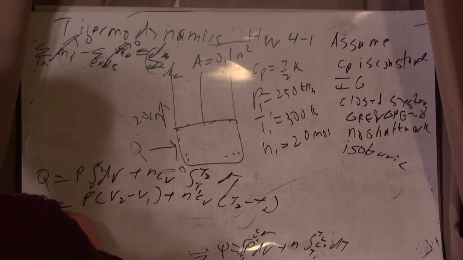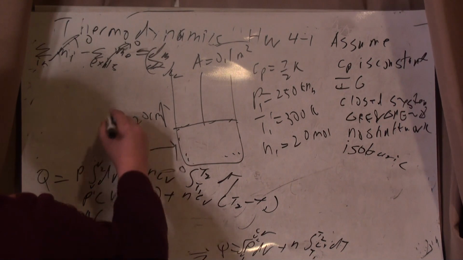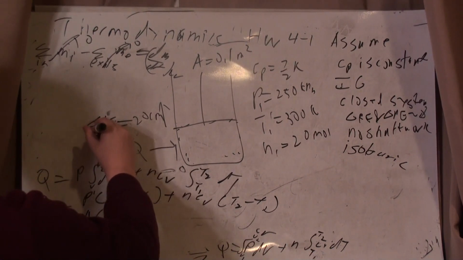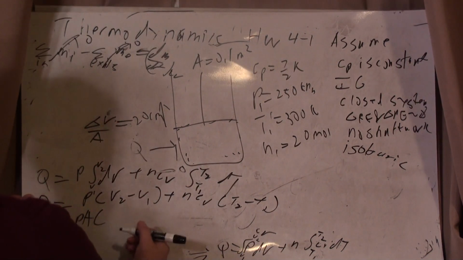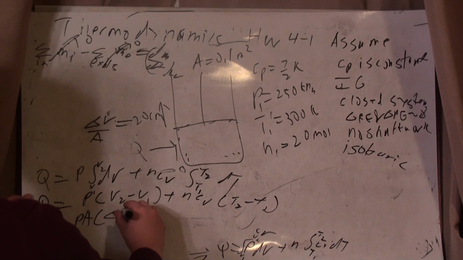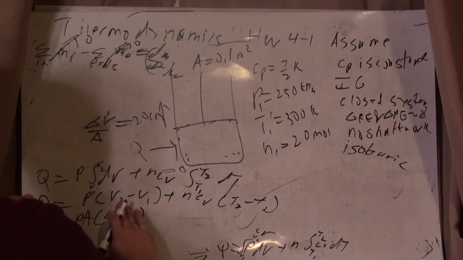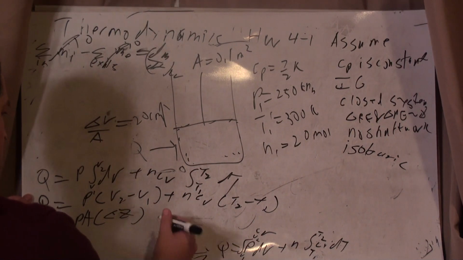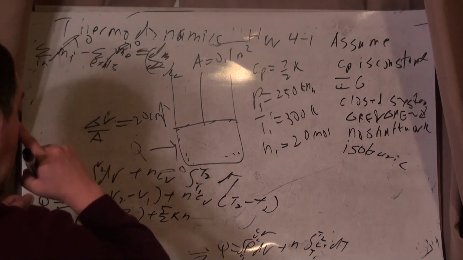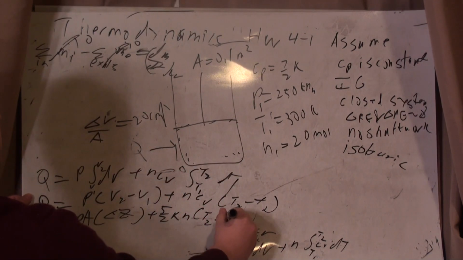If I want to simplify this even further, this would be P times the area times my delta height, since delta V over area is the change in height, we'll call it change in z, that might be okay, plus 5 halves R times n times (T2 minus T1).